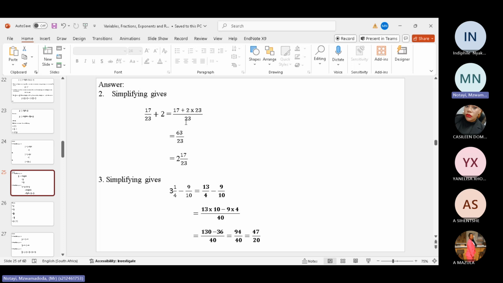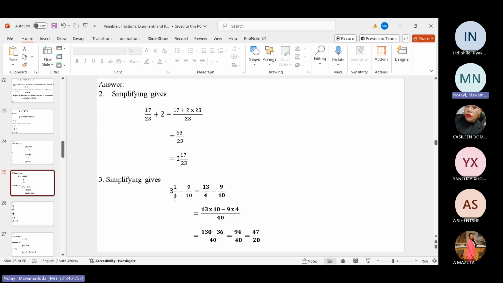It will be 23, and then how many 23s in 23? There's 1 multiplied by 17, it's 17. And then plus how many ones in 23? There's 23. 23 times 2. And then you add, you get 63 over 23, which is 217 over 23. Okay, so simplifying gives, what is the third one?